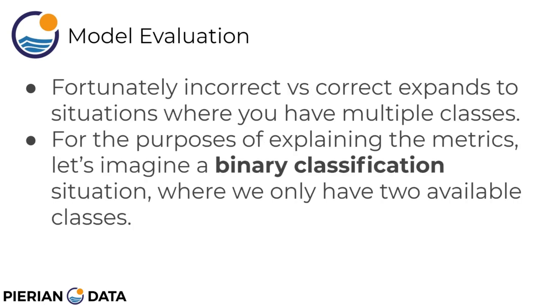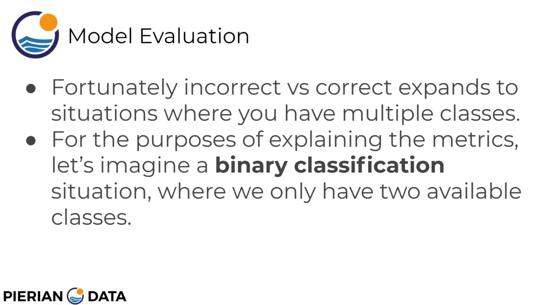Now, fortunately, incorrect versus correct also expands to situations where you have multiple classes, such as trying to predict categories of more than two. For example, you have category A, B, C, D. You can either be correct in predicting the correct category or incorrect in predicting the right category.